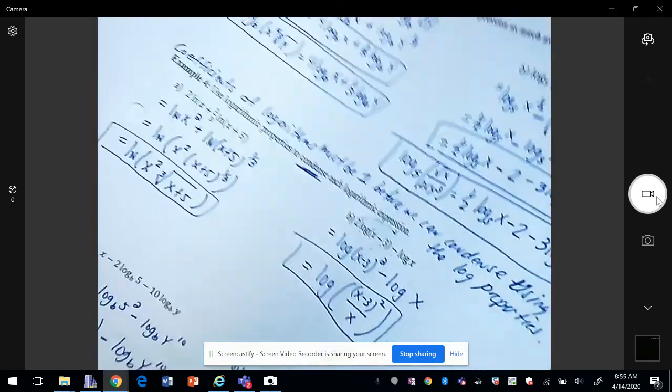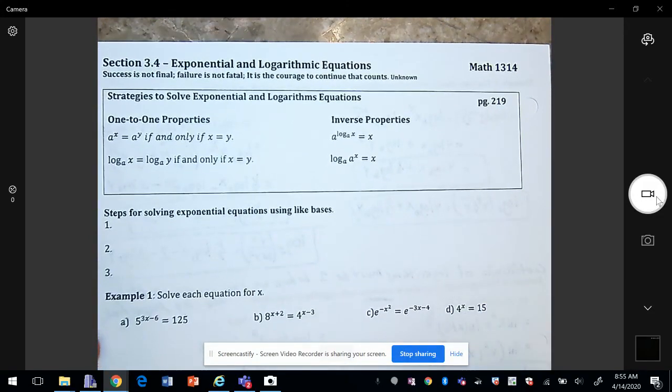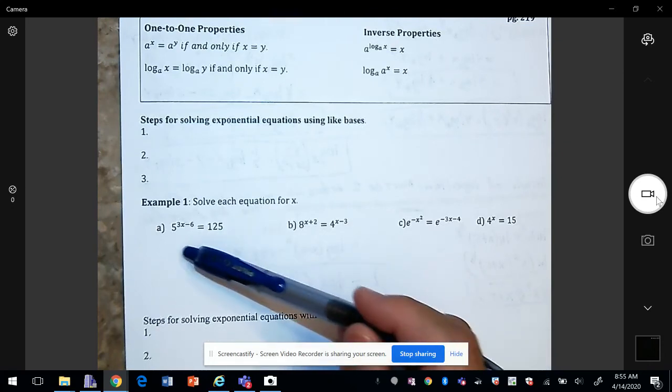So this is the end of section 3.3, and in the next video I will be discussing 3.4, exponential and logarithmic equations. The previous 3 sections were meant to help us solve these types of equations here.